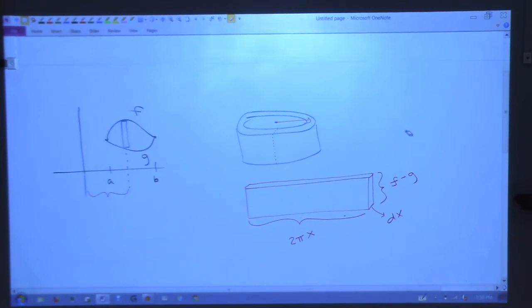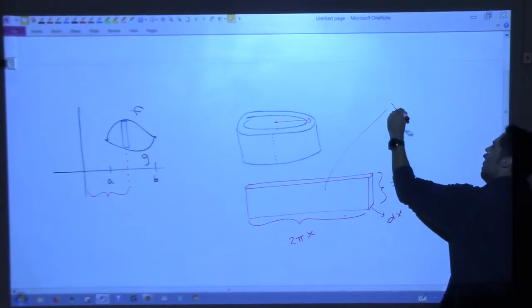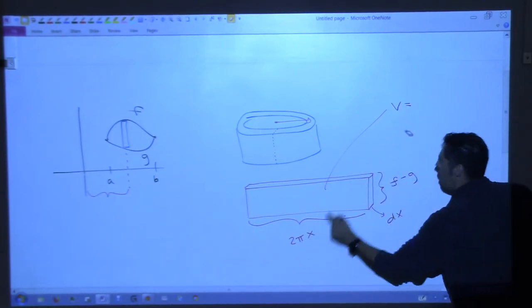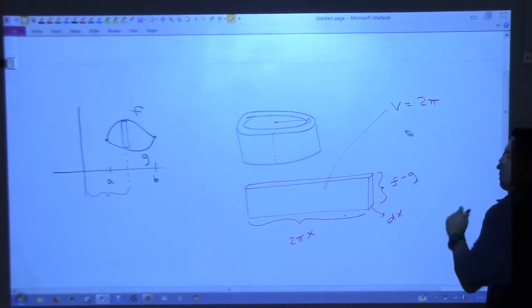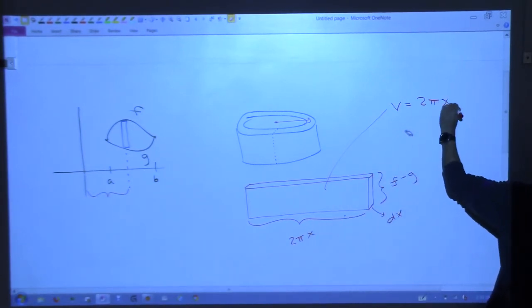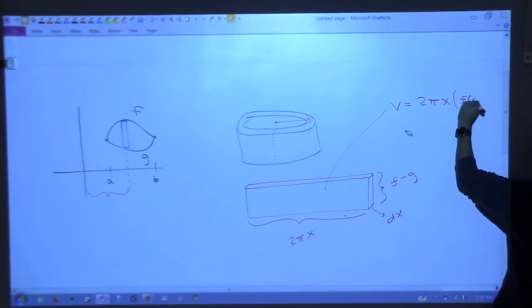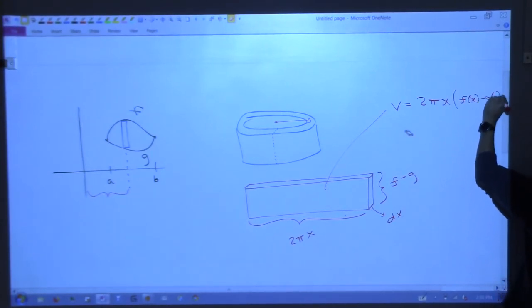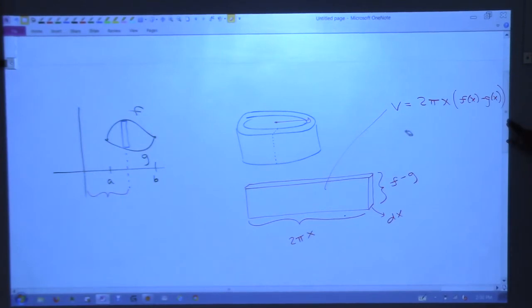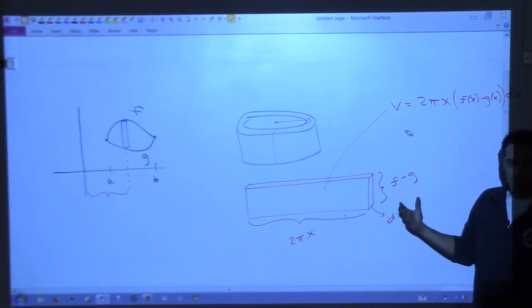And this is a formula. The volume of that little slab right here is 2 pi, and then what? x, times these two subtracted, f of x minus g of x, and then what? dx. And that would give us the volume of one of these. Now we need to add them up, right? An infinite number of them.